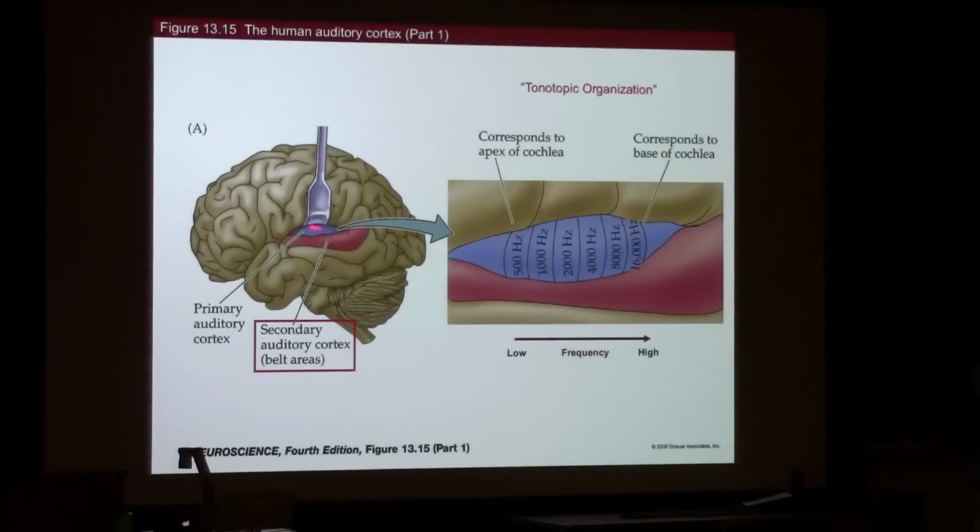If you look at the neurons in this part, toward the front of the head, called rostral, neurons here respond most sensitively to 500 hertz, 2000, 8000, 16000 hertz. So it's also arranged from low to high frequency in one direction. We call it tonotopic organization.